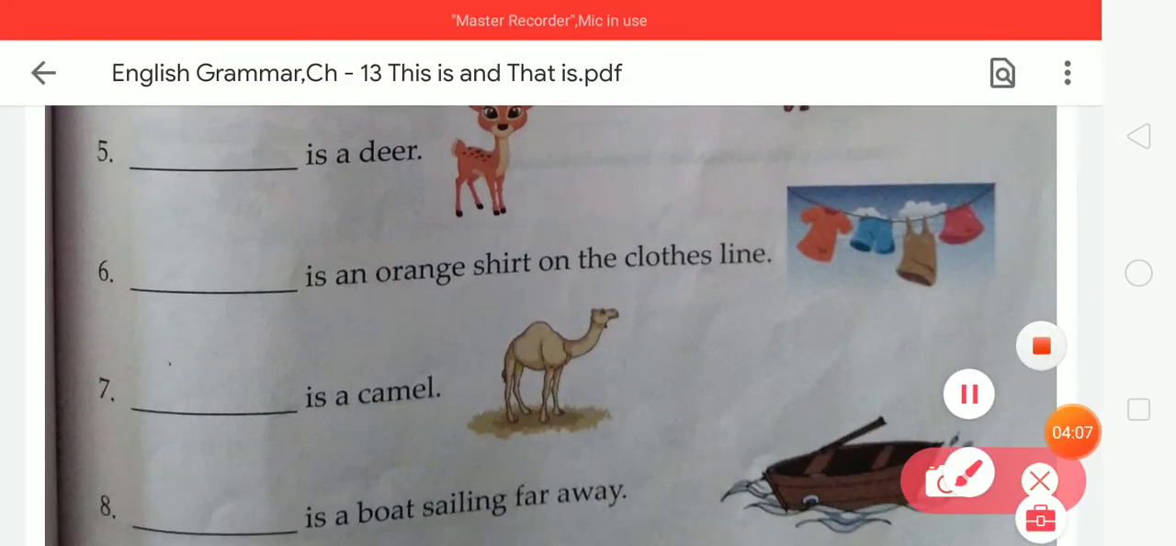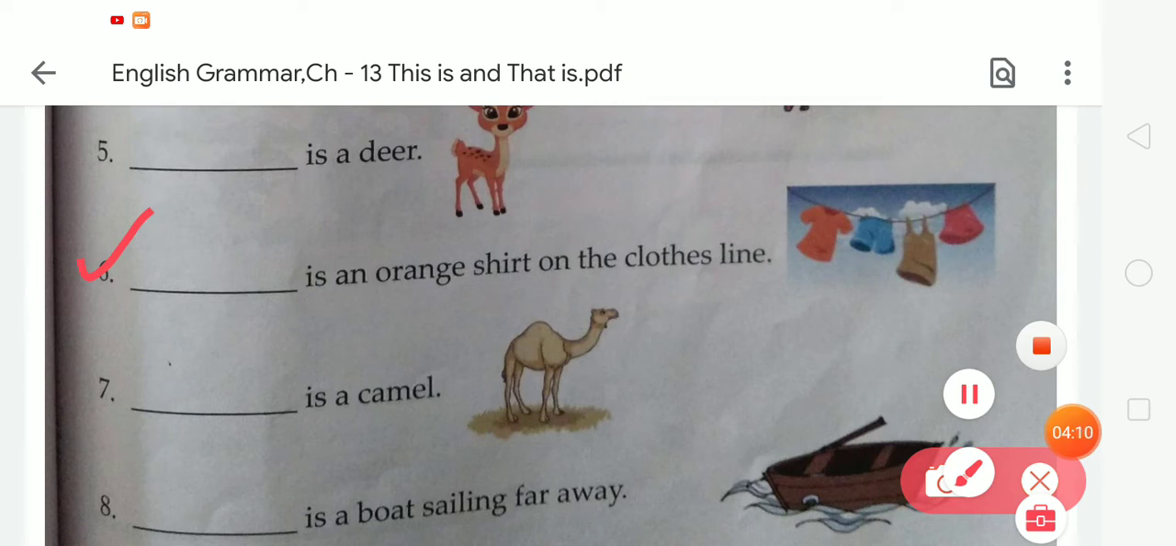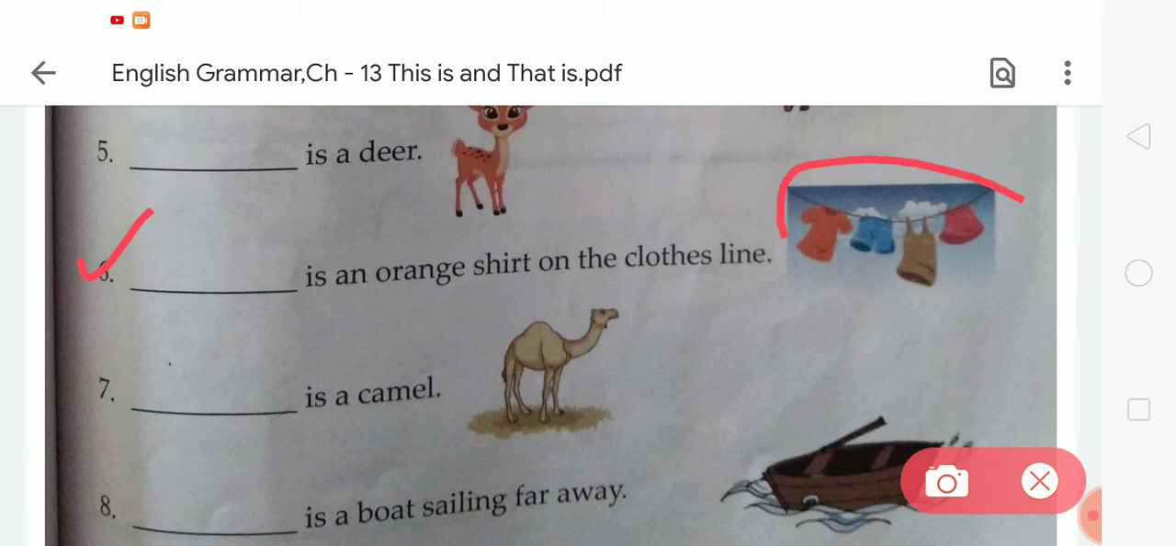Now come to the next. In number 6, dash is an orange shirt on the cloth line. Now tell me, is this cloth line near or far? It is near. So we have to write this.